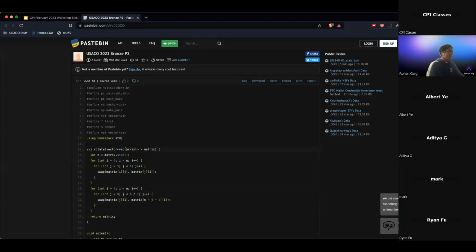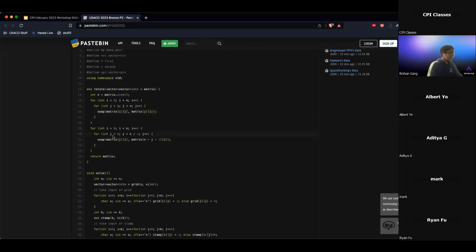I first start off with a bit of definitions just to make the code easier to write. So I define pi as pair, pb as pushback, vi as vector int, mp as make pair, vvi as vector of vector int, so basically a two-dimensional vector, f as first, s as second, and vpi as vector of pairs.